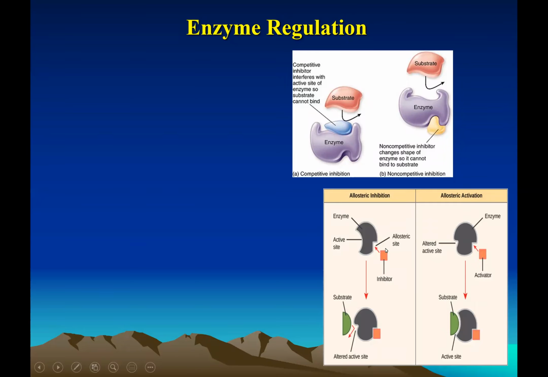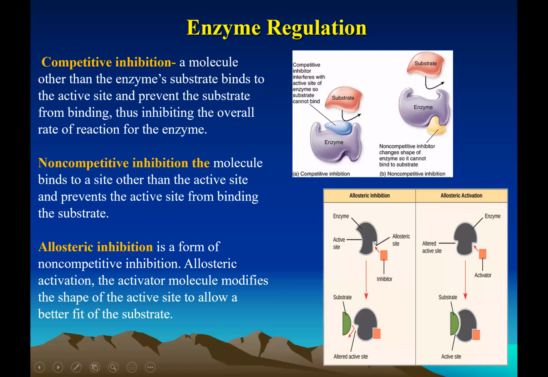And so when I say it sits on a different site other than the active site, they'll call that site an allosteric site. So allosteric inhibition is a type of non-competitive inhibition. What happens is, when a molecule sits on the allosteric site, it will change the shape of the active site so that now the substrate cannot come and anchor in the active site. So these are ways how enzymes are regulated in our body.